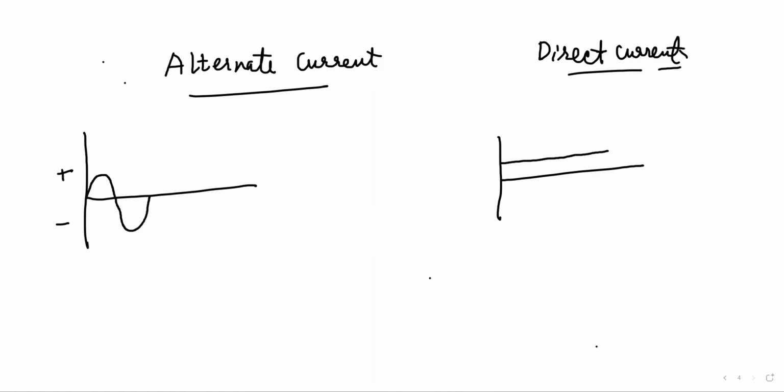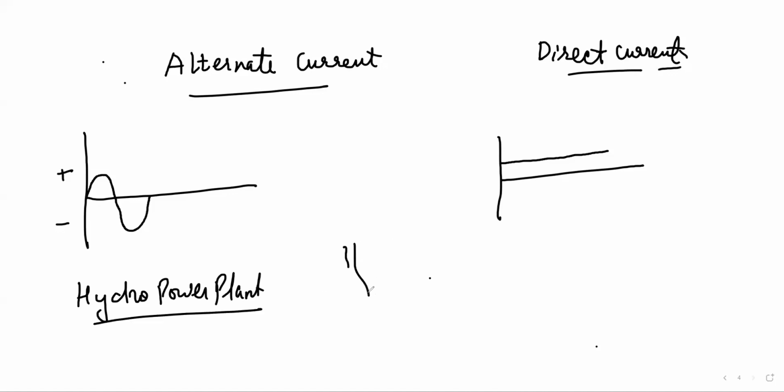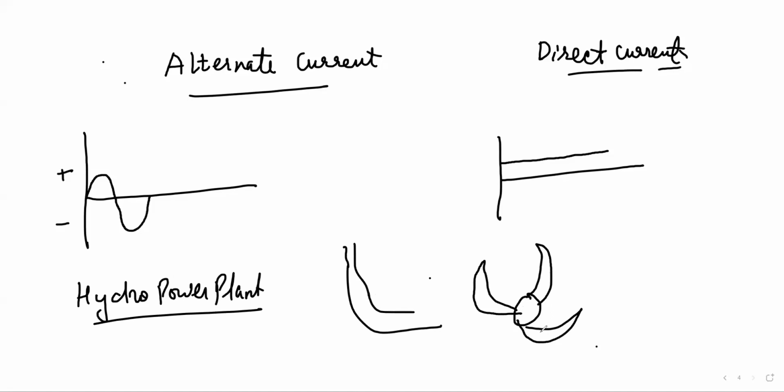Sir, I didn't understand. Can you repeat the topic? Yeah. See, let's take a hydropower plant. Hydro means water. Yes, sir, I know. Electricity from a water power plant. So, with the flow of water, they will rotate the turbine. Yes, sir. They will rotate the turbine. Once the turbine is rotated, due to the rotation of the turbine, the generator will move.